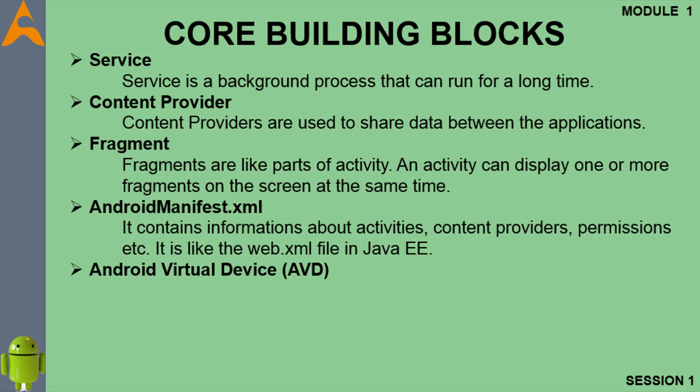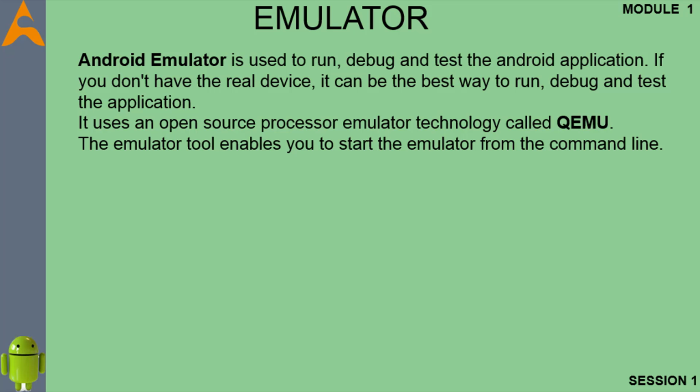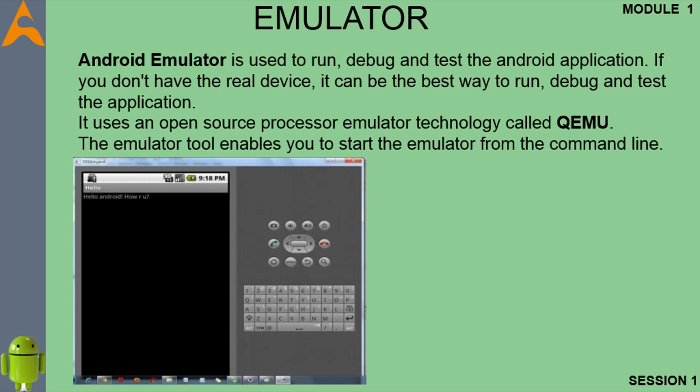Android Virtual Device, AVD. It is used to test the Android application without the need for a mobile or tablet, etc. It can be created in different configurations to emulate different types of real devices. Now let's understand the Android emulator. The Android emulator is used to run, debug, and test the Android application. If you don't have a real device, it can be the best way to run, debug, and test the application. It uses an open source processor emulator technology called QEMU. You can see a dummy emulator image on your screen. It works like an Android device where you can install and test your application.